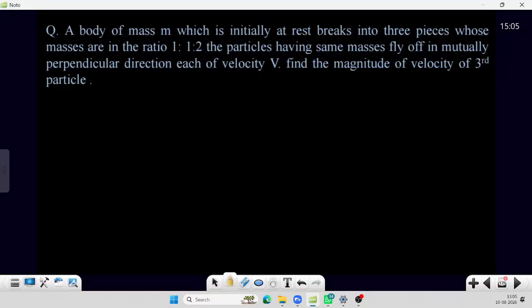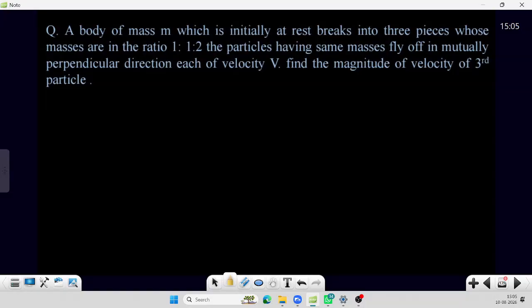Next, a body of mass m, initially at rest, breaks into three pieces whose masses are in the ratio 1 is to 1 is to 2. The particles having the same mass fly off in mutually perpendicular directions with velocity v only. Both velocities are equal. Find the magnitude of the velocity of the third particle.